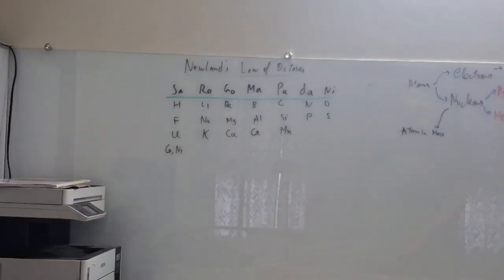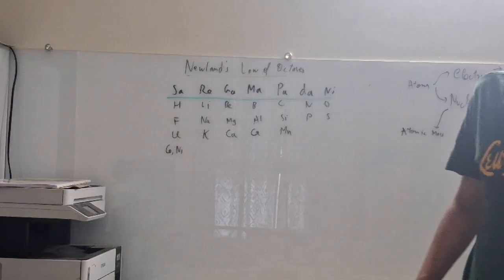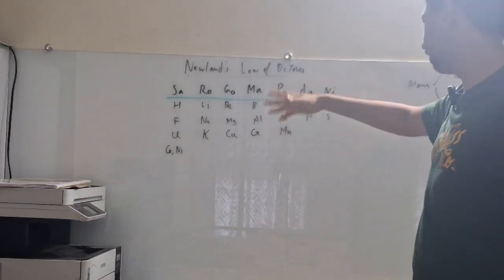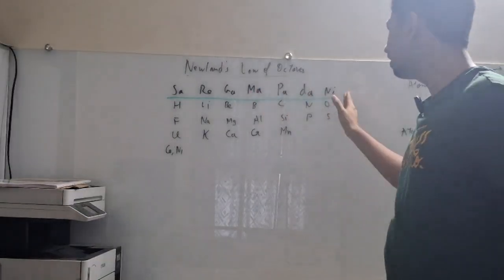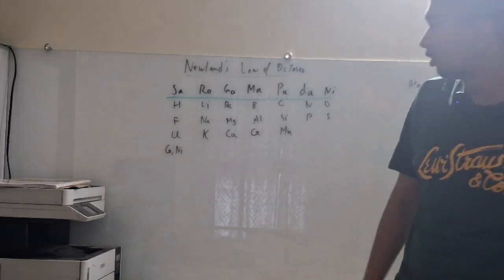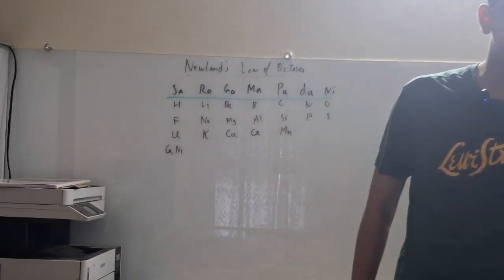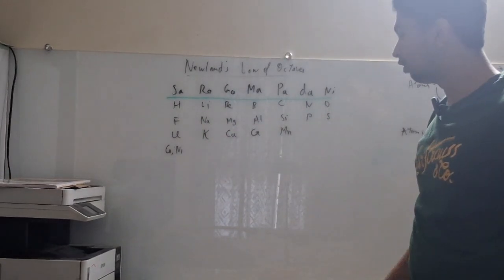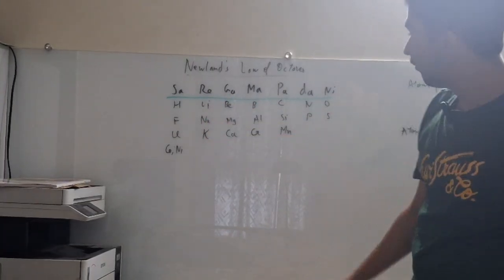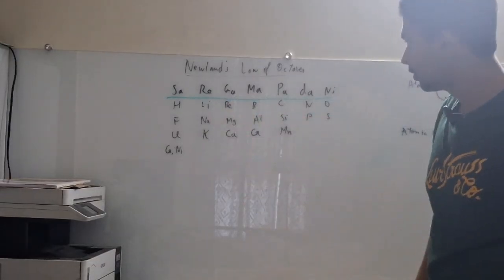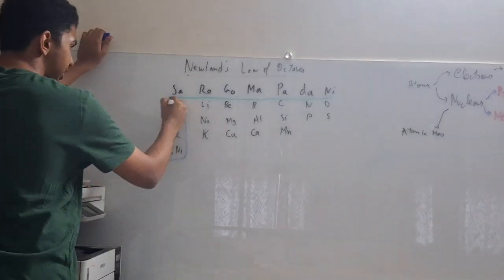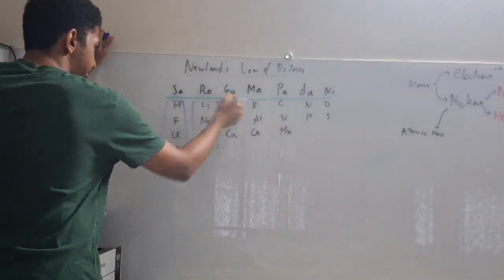This is a rough view on Newland's law of octaves. In music, after every 7 tones of sa re ga ma pa dha ni, it comes back to sa, because the notes are the same but they're in a different pitch. So all the sas are treated equally. Similarly, in Newland's law of octaves, every element in sa must have the same properties. Every element in re must have the same properties, and so on.